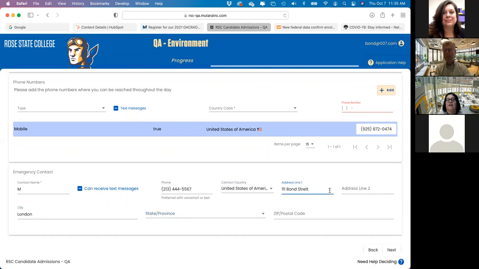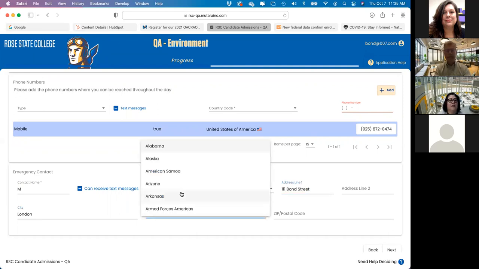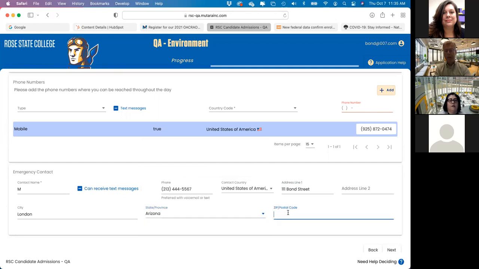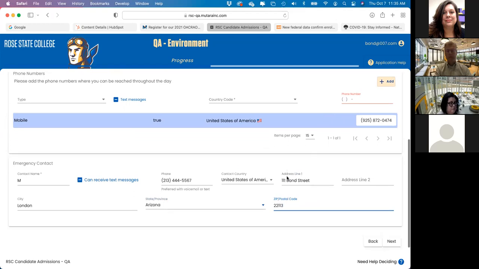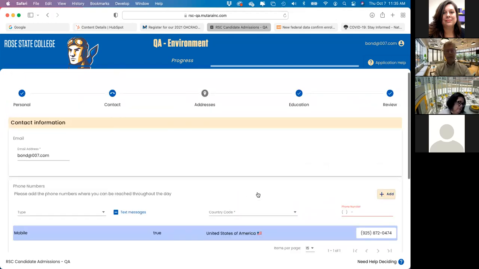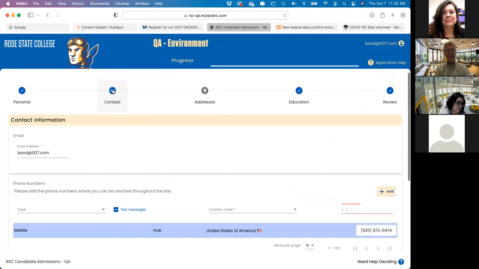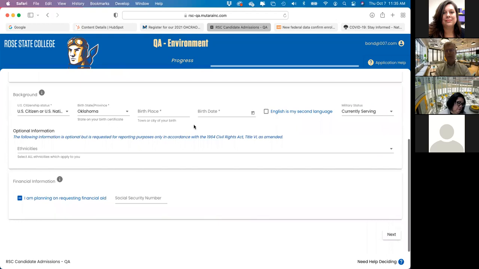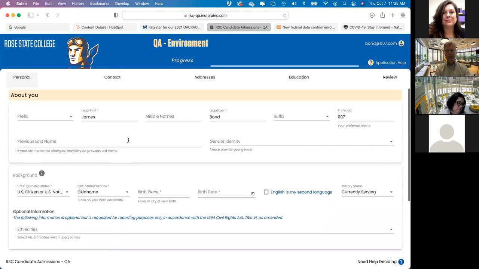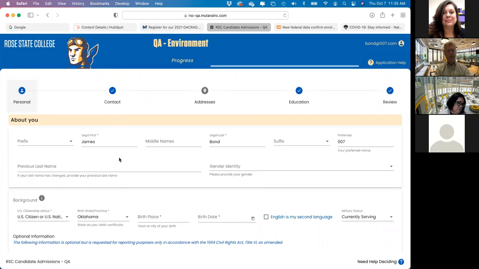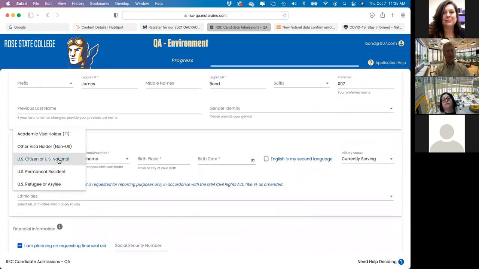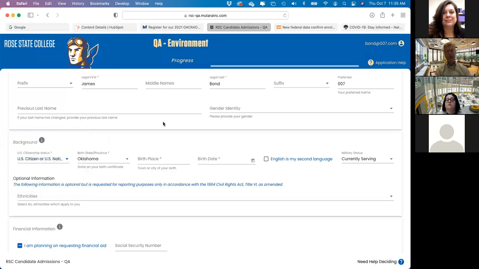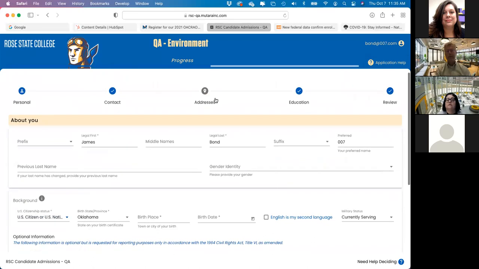So again, I'm just going to pick some data to put in here as well. As I provide some of this information, under the personal section, I can provide the social security number and these other pieces in places where it makes sense. For example, on the US citizenship, that's where we can determine whether they're international or if they live in an address that's not in the US.